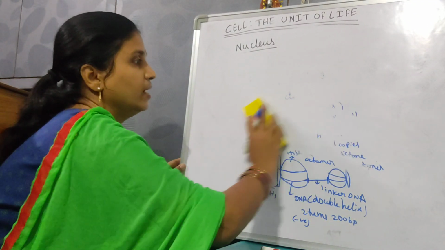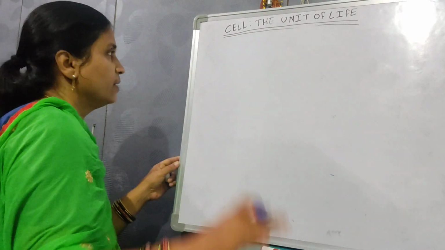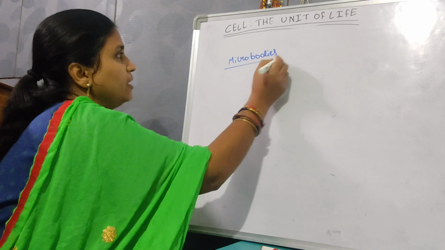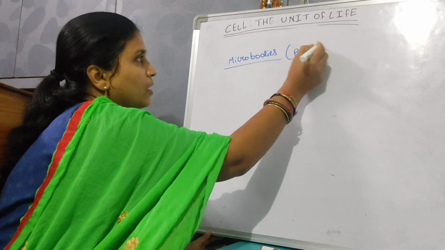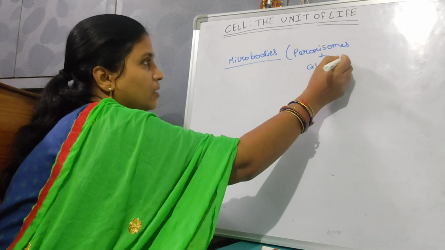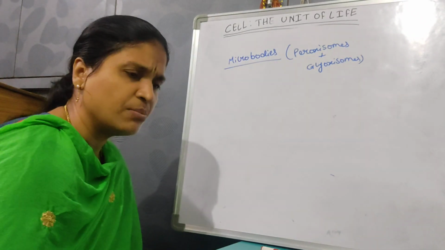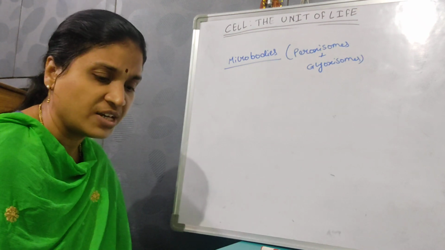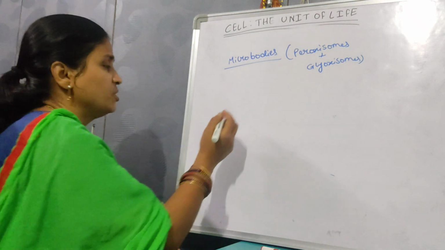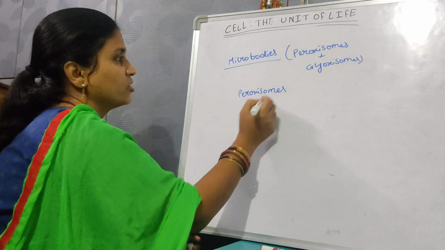Now coming on to the microbodies. Microbodies are nothing but peroxisomes and glyoxisomes. These are called the microbodies. These microbodies are present in most of the plant cells. They are membrane-bound spherical structures. First we are going to study about the peroxisomes.